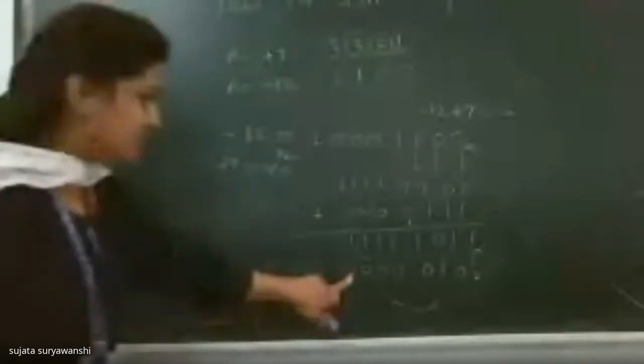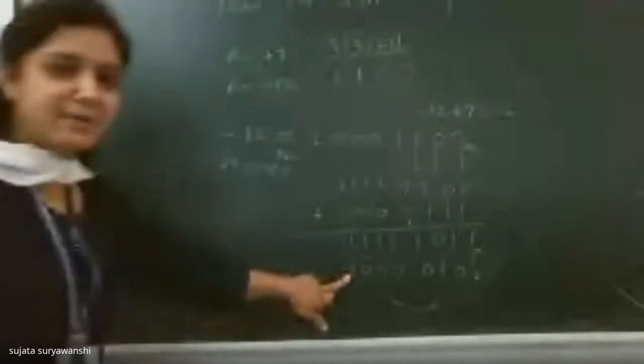Your final answer shows 1 as the MSB bit, which means your number is negative. And what is the magnitude? The magnitude is 0101, which means 5. So minus 5 is the right answer.